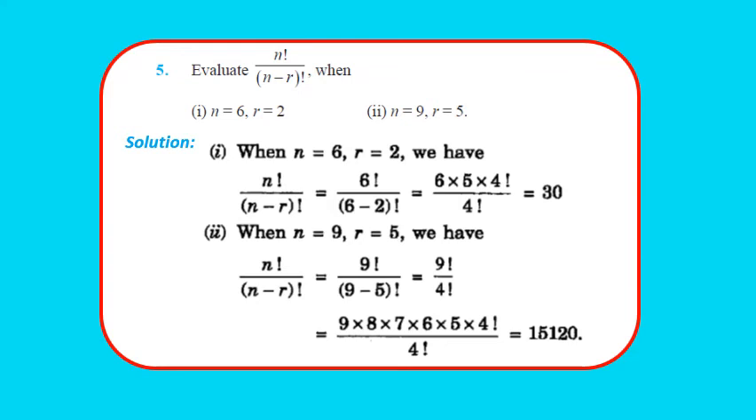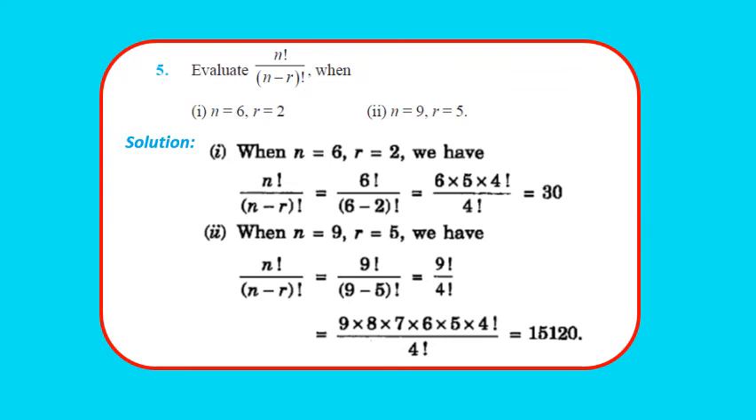How? Because n factorial can be written as n into n minus 1 into n minus 2 factorial. So using that for factorial 6, factorial 4 and factorial 4 are cancelled. So we get 6 into 5 is 30. So factorial n upon factorial n minus r equals 30 when n equals 6 and r equals 2. Coming to the second part, when n equals 9, r equals 5.